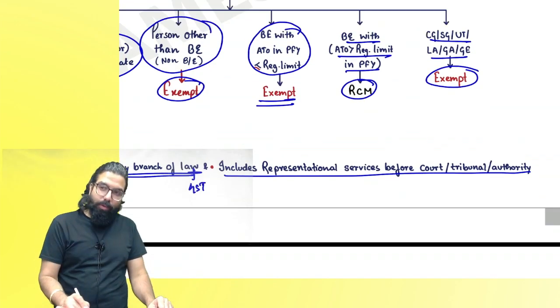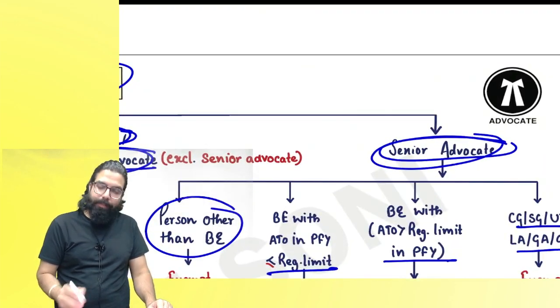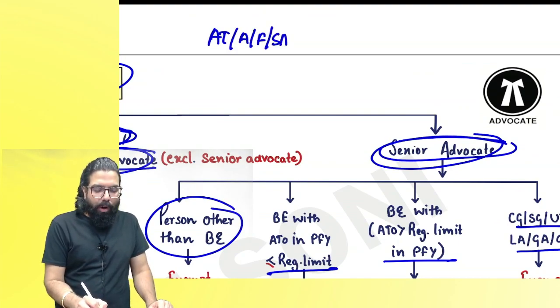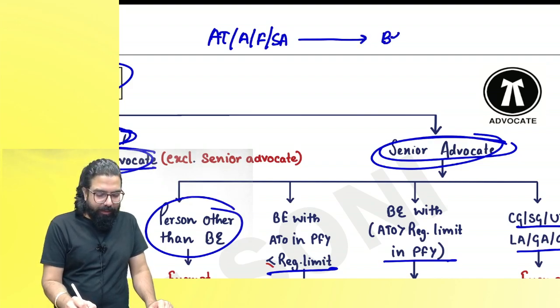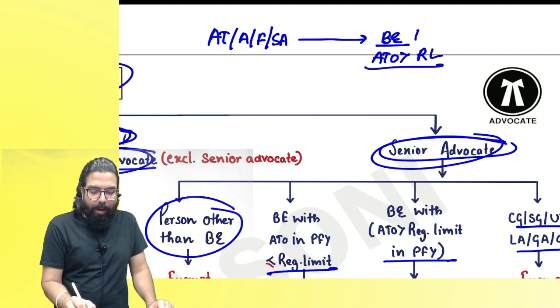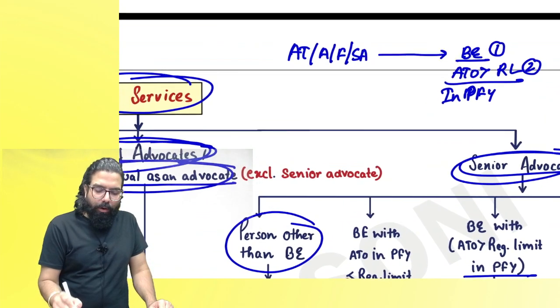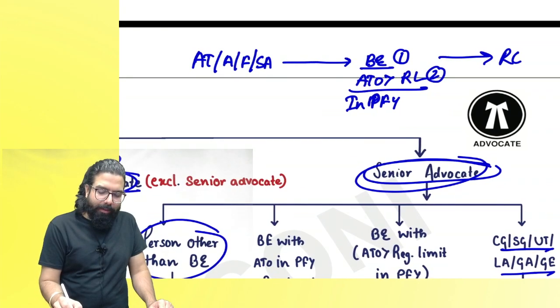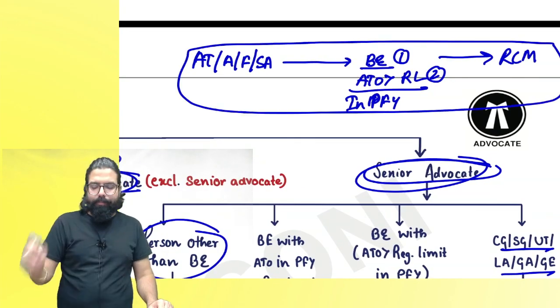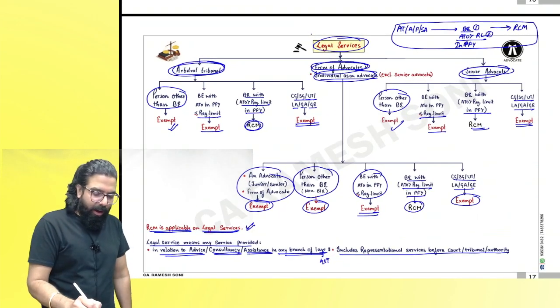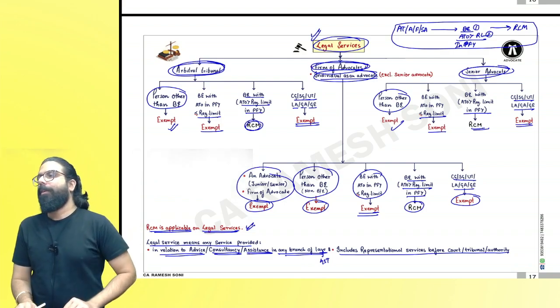Now, everyone, how do you remember this chart for the exam? Arbitral tribunal or advocate or firm of advocates or senior advocate giving services to a business entity whose aggregate turnover was greater than the registration limit. Number one, business entity. Number two, greater than the registration limit in the preceding financial year. Then only GST will come under RCM. Otherwise, always exempt. Are we clear, everyone? Simple, small and cute chart of legal services. Done.